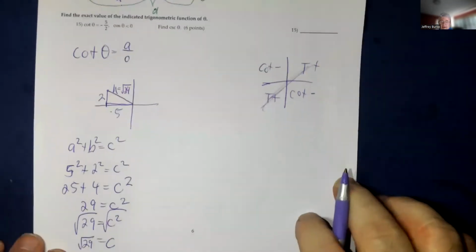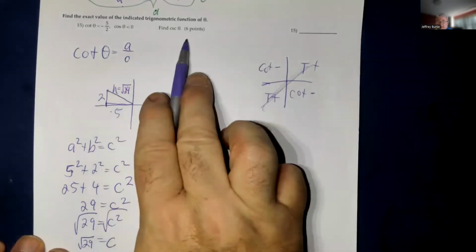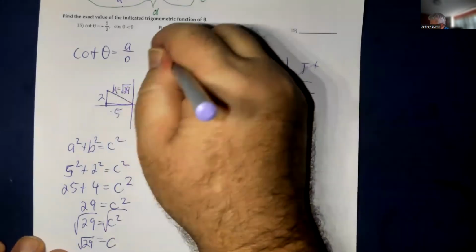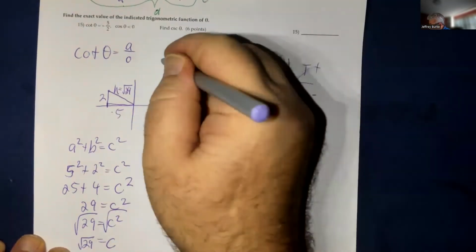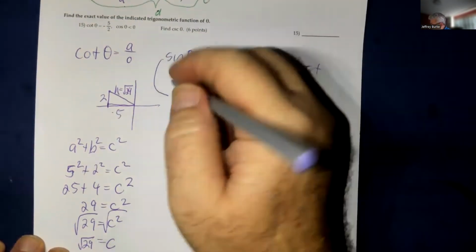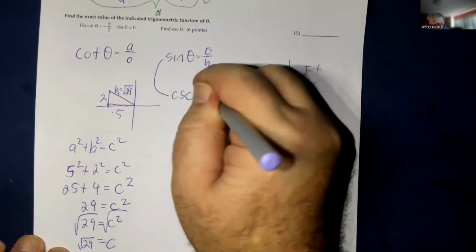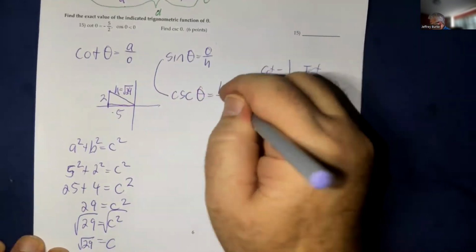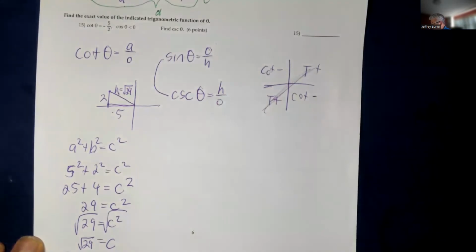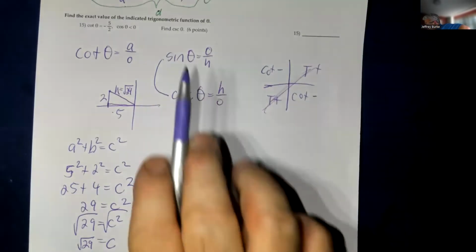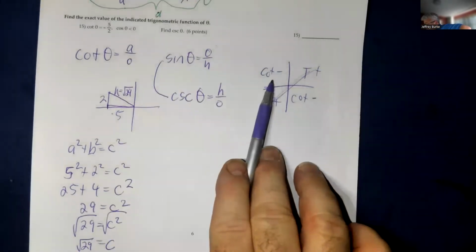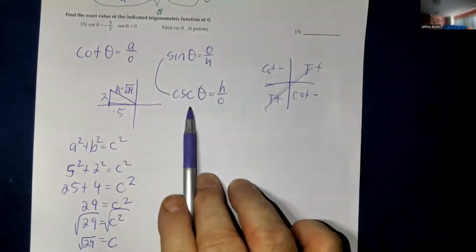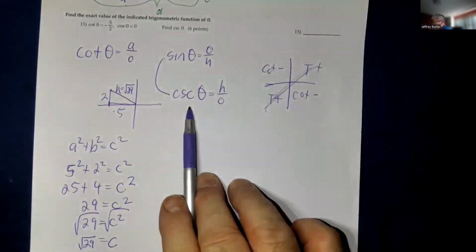Now that I've identified the hypotenuse, it asks for the cosecant of theta. If you remember that the sine of theta is equal to the opposite over the hypotenuse, you recall from the work we did in class that the cosecant of theta is going to equal the hypotenuse over the opposite. And since the sine is positive in quadrant 2, which it is, the cosecant is also going to be positive. Just wanted to mention that little fact.